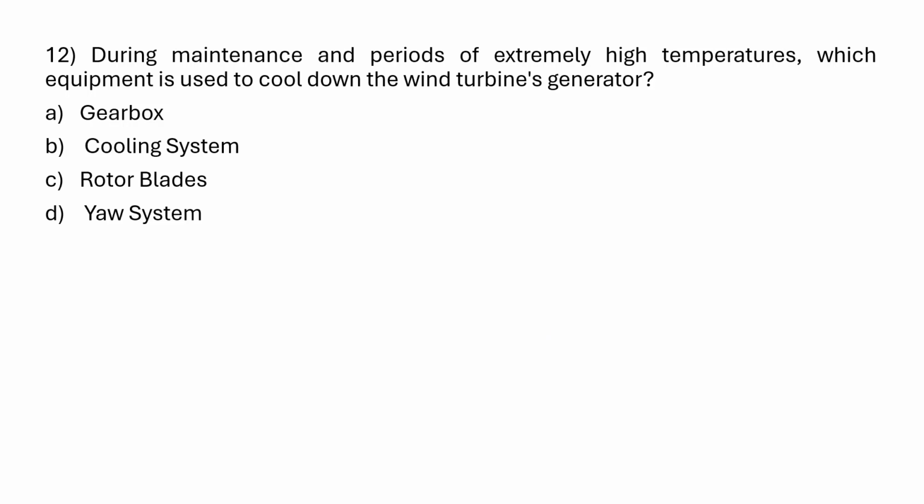Now, during maintenance and periods of extremely high temperatures, which equipment is used to cool down the wind turbine generator? First is the gearbox, second is the cooling system, rotor blades, and a yaw system. So the cooling system is self-explanatory actually. Cooling system helps in this.